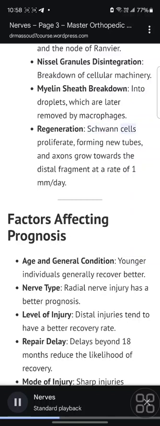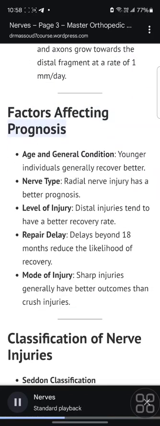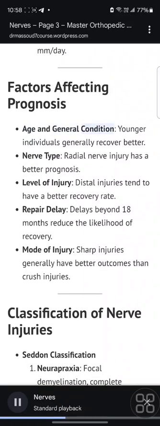Regeneration. Schwann cells proliferate, forming new tubes, and axons grow towards the distal fragment at a rate of 1 mm per day. Factors affecting prognosis. Age and general condition: younger individuals generally recover better.